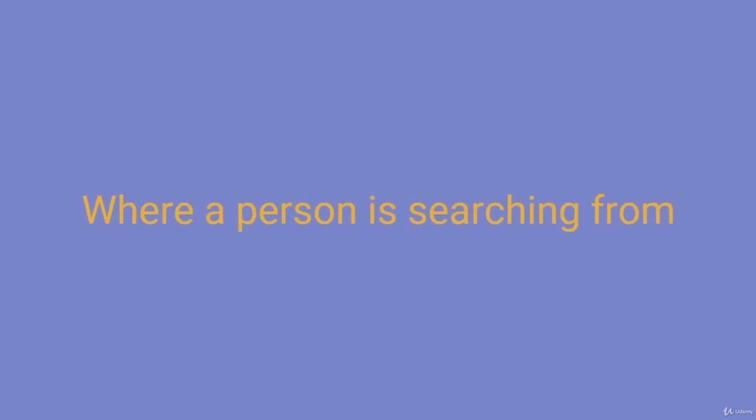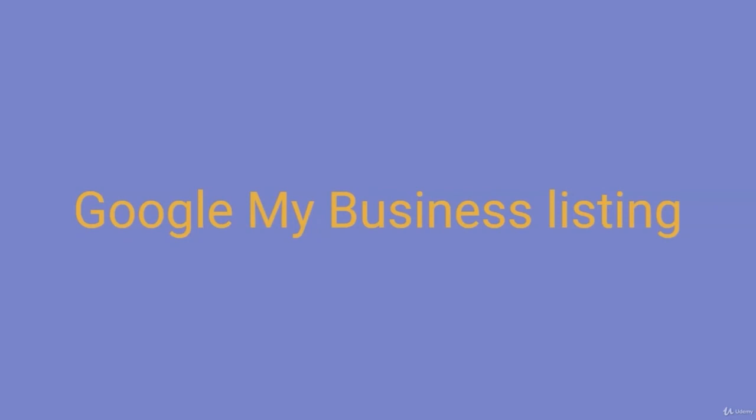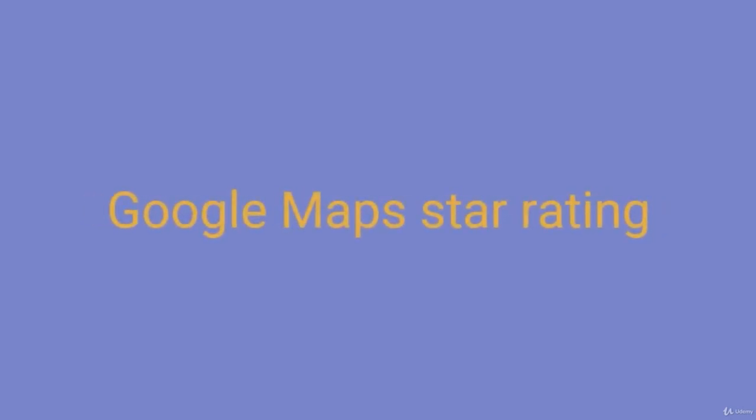Here are some of Google's local search ranking factors. Where a person is searching from, the amount of name, address, phone number citations your business has, whether you have a Google My Business listing, your Google My Business profile keywords, how many positive or negative online reviews your business has, what keywords are used in your online reviews, how many check-ins your business has received, and how long people stay at your location, how many times your local business has been shared on social media, your brand's Google Maps star rating, and other behavioral factors like purchases.